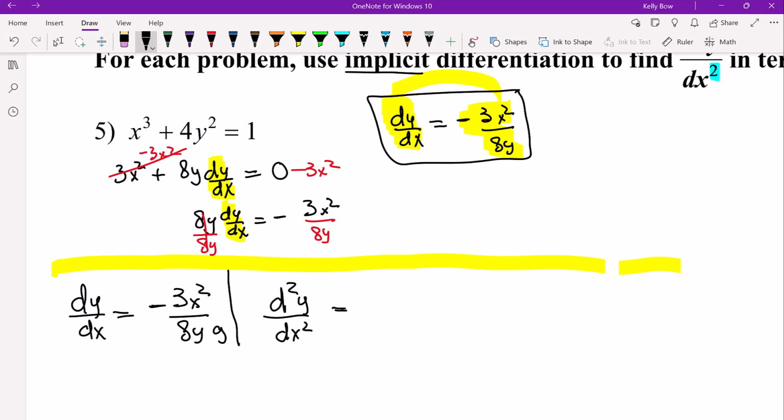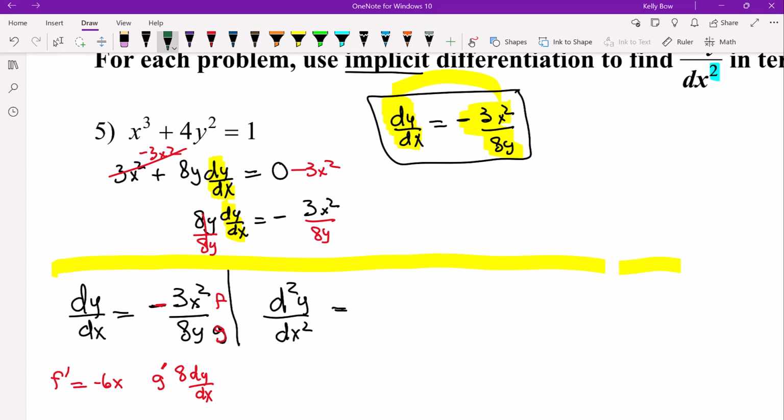So here's your g. We'll do this in a different color. Here's your g, here's your f. So f prime is negative 6x, because I'm going to put the negative sign with the 3. And then g prime is 8, but because there's a y, it would be 8 dy dx, because we're using implicit. All right, so let's do the quotient rule.